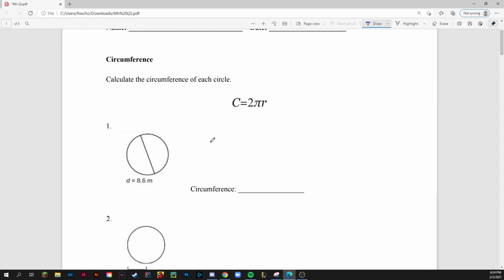We'll start with the first page, which asks for the circumference of each circle. It says calculate the circumference of each circle, and it provides the formula: circumference equals 2 pi r. And radius, you have to know that 2 times the radius equals the diameter, which means diameter over 2 equals the radius.